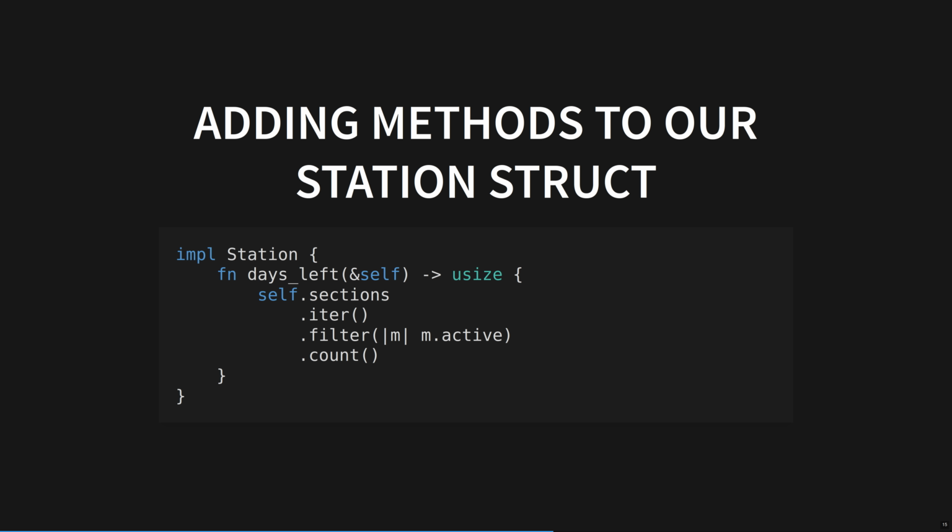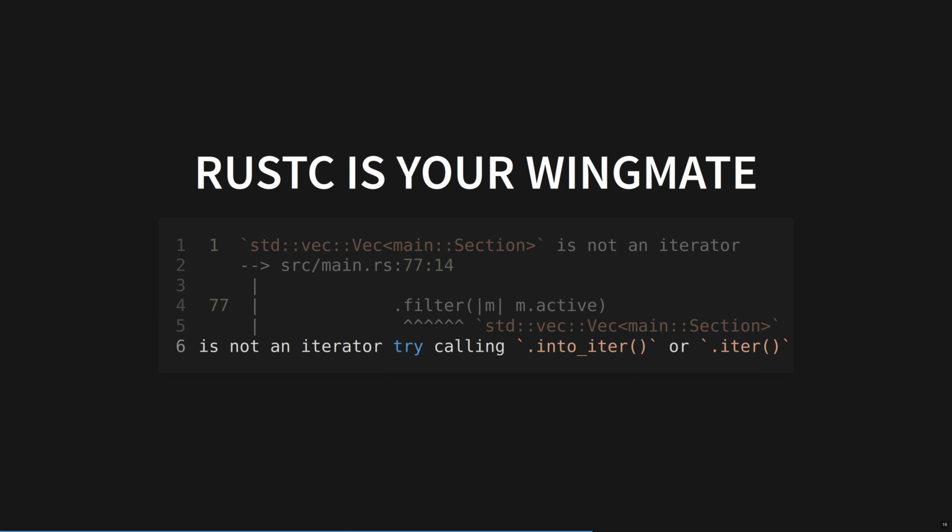Note the first parameter of our method is called self. How familiar, coming from object orientation. For this method, I chose to make self a read-only borrow, which is what the ampersand means. As you can see in the body, I do not mutate the station. This method is a good example of Rust's iterator pattern. Most lists of things in Rust are either iterators or can be made into iterators, like here, using the iter method. By the way, if you forget to use the iter method on the sections vector, as I did initially, don't worry, the compiler will tell you how to fix it.